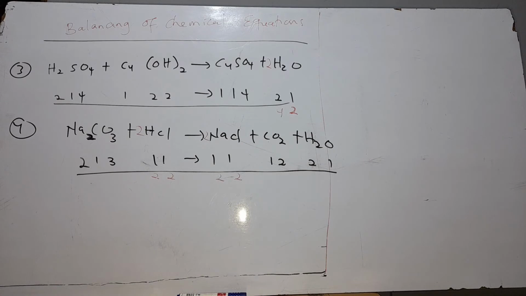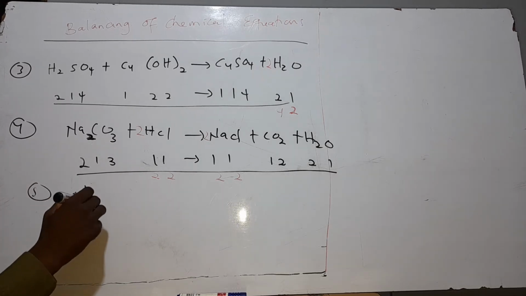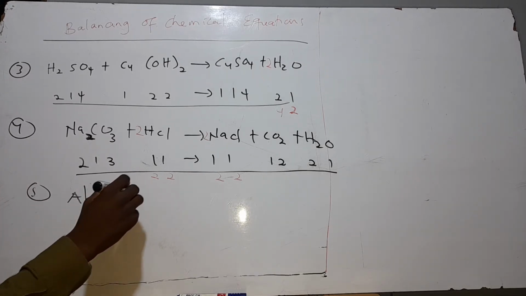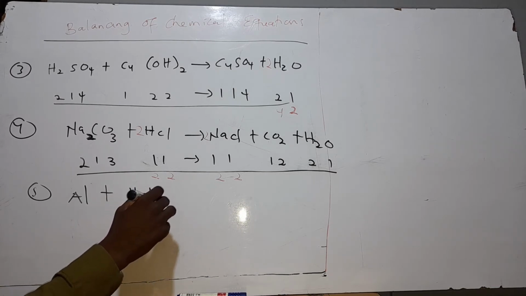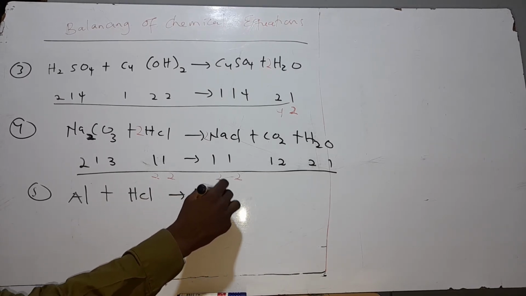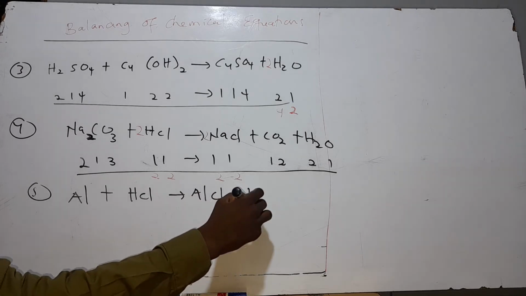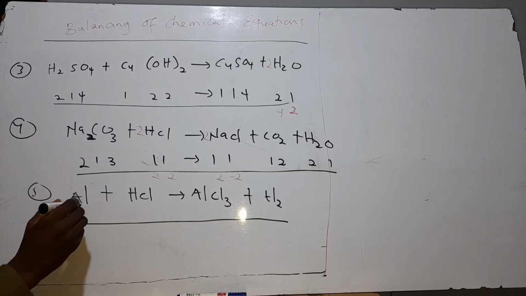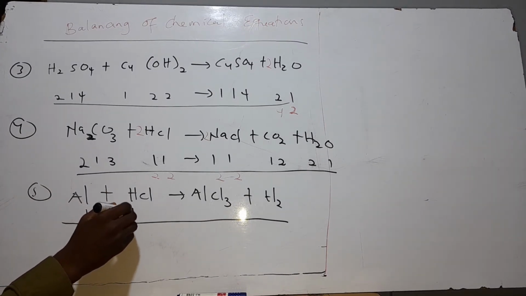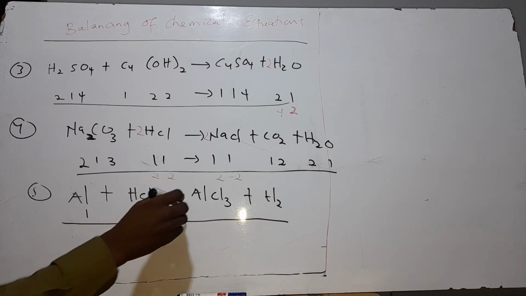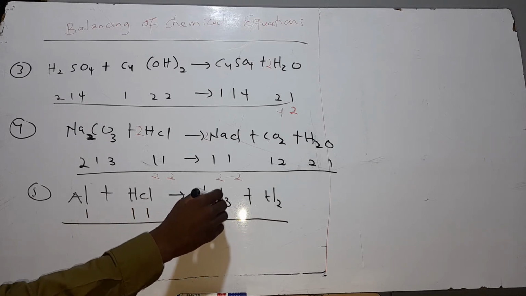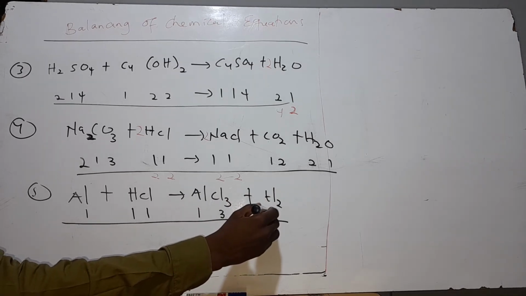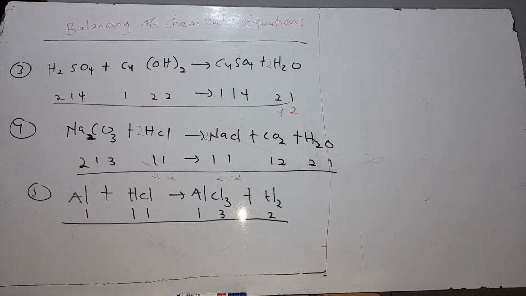Let's move on to the fifth example. For the fifth example, we want to look at this compound. The compound Al, aluminium, plus HCl amounts to aluminium chloride plus H2. Quickly, I wrote my line and asked myself, how many aluminium do we have? We have 1. How many hydrogen? We have 1. How many chlorine? We have 1. Then aluminium, how many do we have here? We have 1. How many of the chlorine? We have 3. And how many of the hydrogen here? We have 2. Good. I want to balance this now.